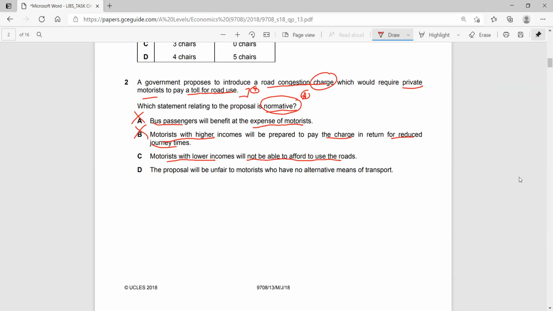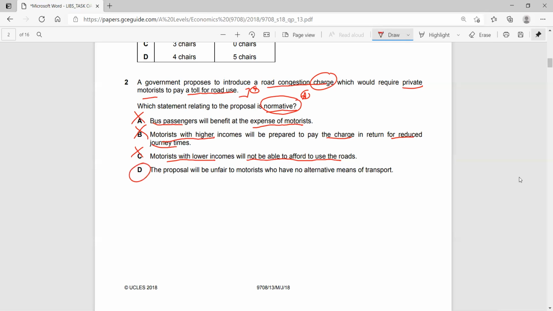This is still positive because it's simply saying lower income motorists would not be able to afford to use the roads, which is probably true. But even if it wasn't true, the point is it's just making a statement about it. If it said they won't be able to use the roads and that's unfair, or unjust, or bad, that would be a normative statement. But it doesn't say that. So as it is, it's simply a positive statement.